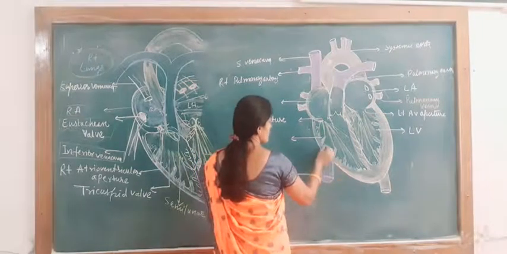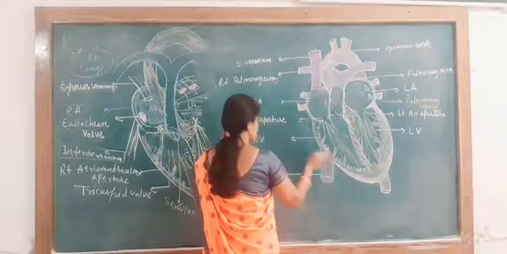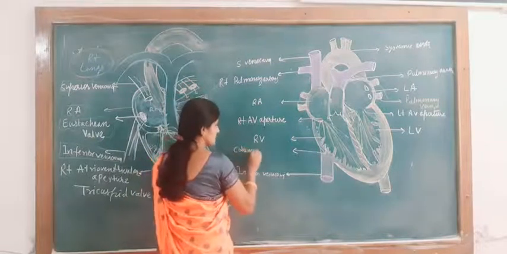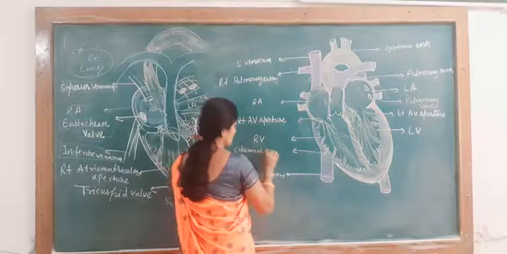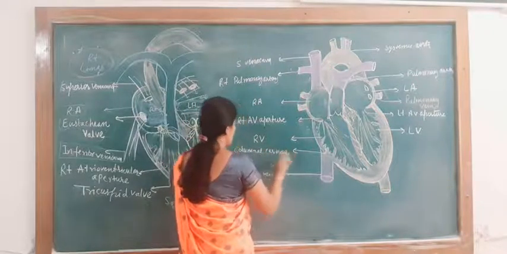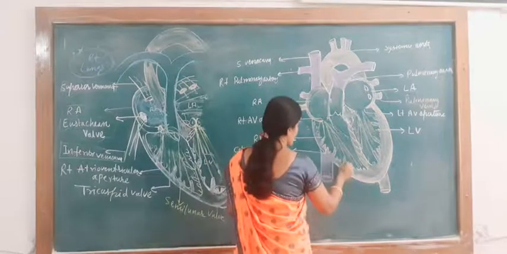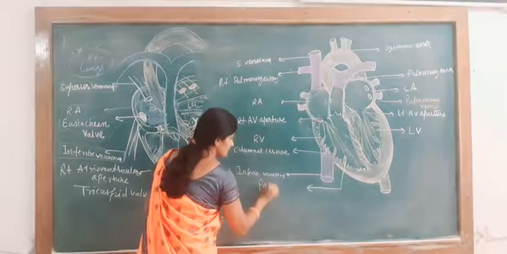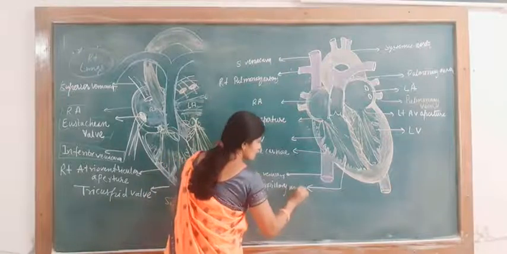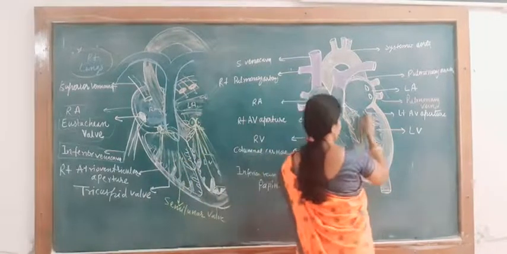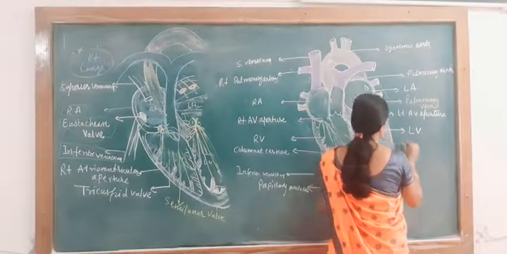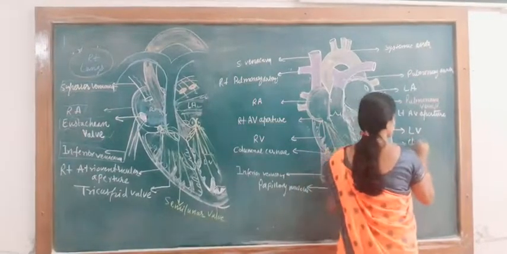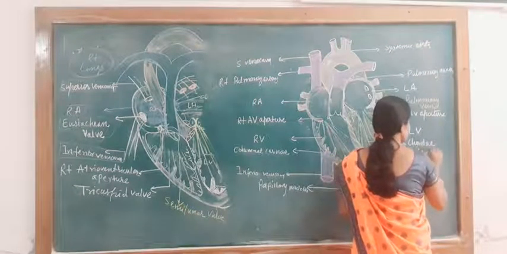The smaller ridges are called columnae carneae or trabeculae carneae, and the bigger ridges are called papillary muscles, and the inelastic fibers are called chordae tendineae.